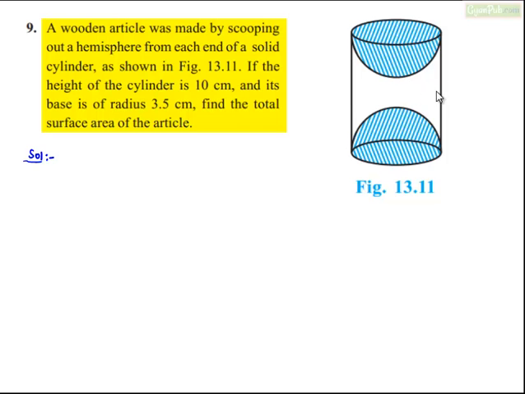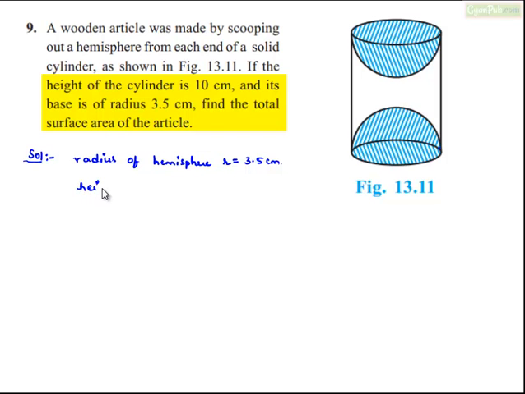Here we have a wooden article which is in the form of cylinder with the two hemispheres driven out from it. So now the surface area of this can be obtained by summing up the surface area of the cylinder, that is laterally, and also the summing of the lateral surface area of the hemispheres. So in order to find that, he has given certain data, that is radius of hemisphere, that is r is equal to 3.5 centimeters, and height of cylinder h is equal to 10 centimeters.